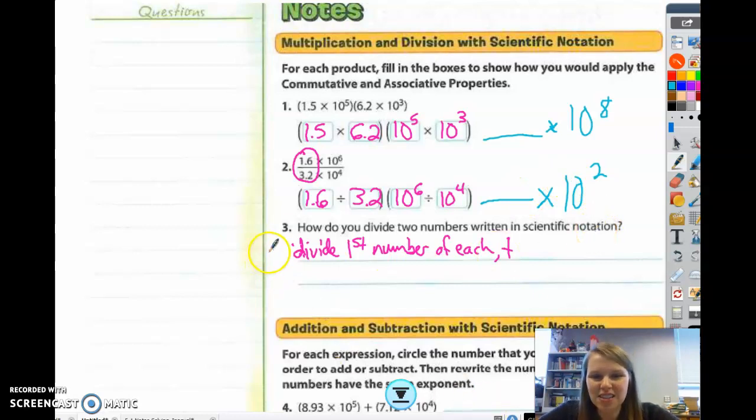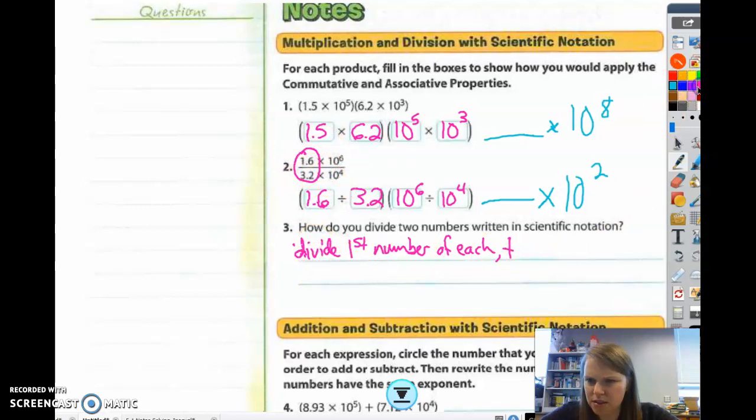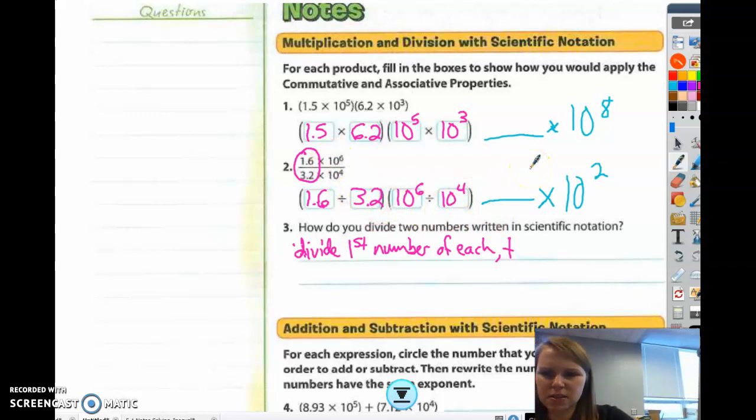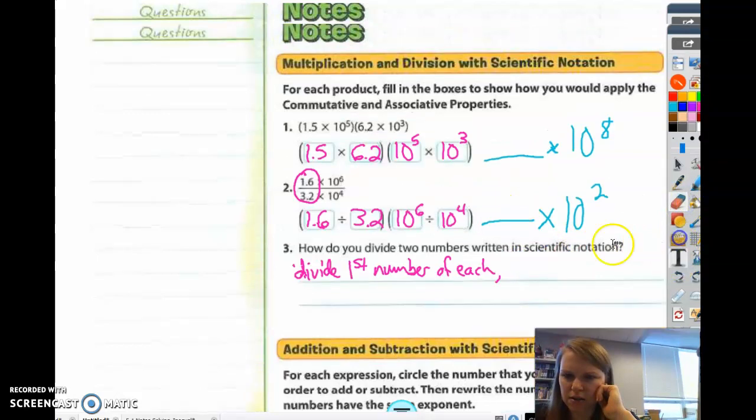So the question asks us for number 3, how do you divide two numbers written in scientific notation? So I started writing this. I don't know where I was going with the rest of that. What I said was divide the first numbers of each. Then what else could we say here? I don't know if I'm going to try writing all that. Let's try typing.